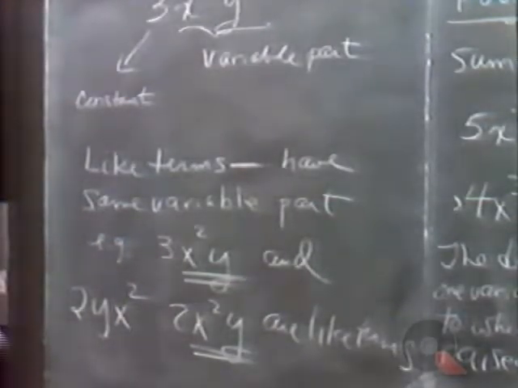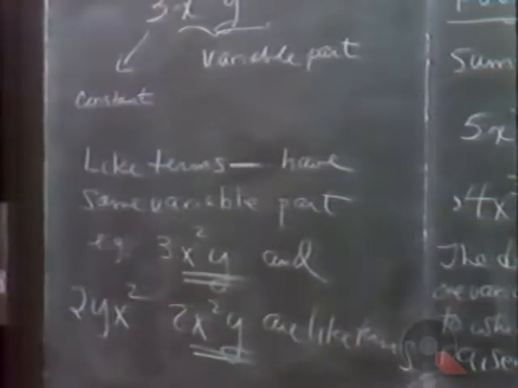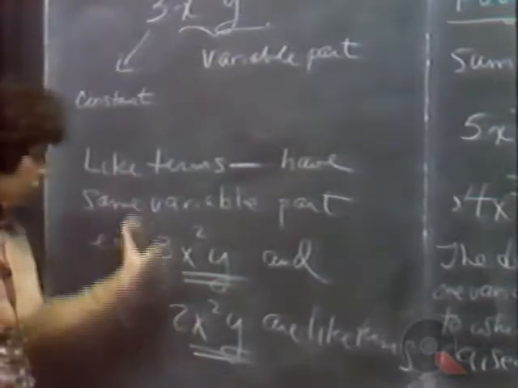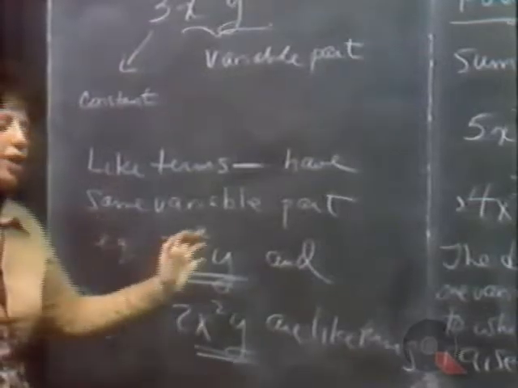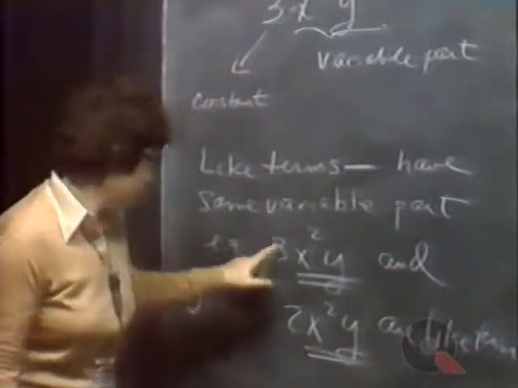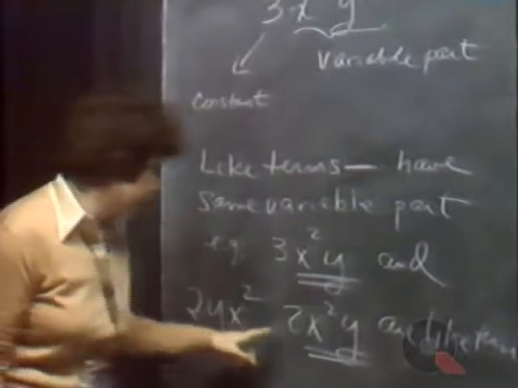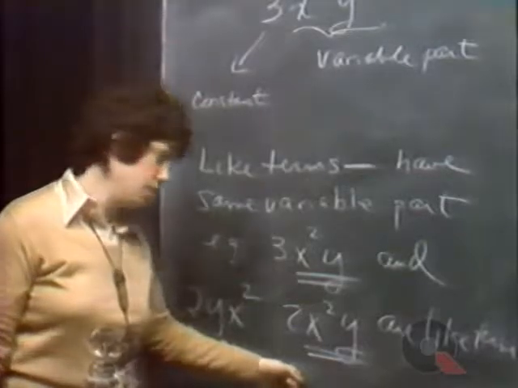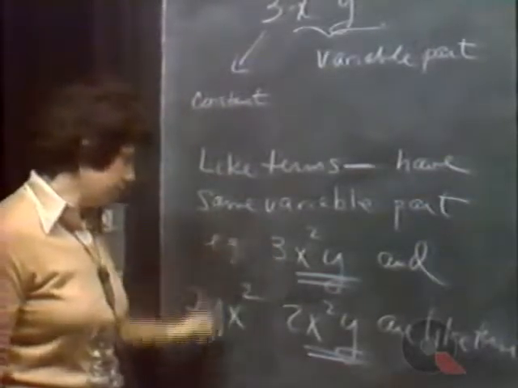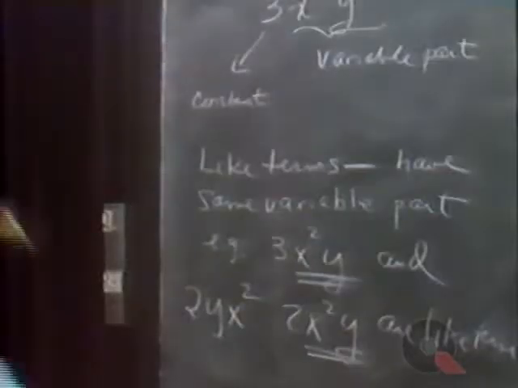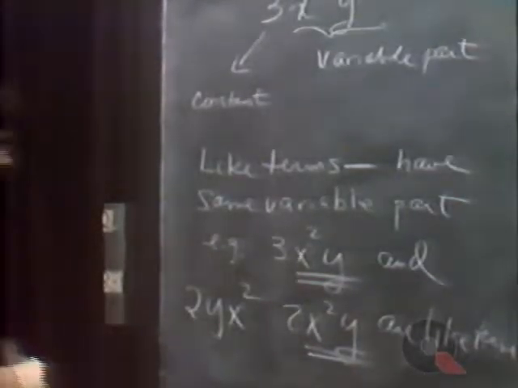To help you recognize like terms, it might be a good idea that within a term you put your numerical coefficient, your constant, first, and then arrange your variables in alphabetical order. So when you have two terms like this, you'll rewrite the 2yx squared as 2x squared y, and then you can see that these are really like terms. In this form, they don't look too similar. And here, of course, you see that they are like terms. So within a term, you might want to use alphabetical order on your variables.